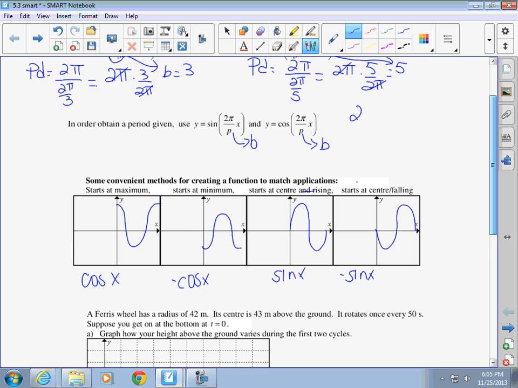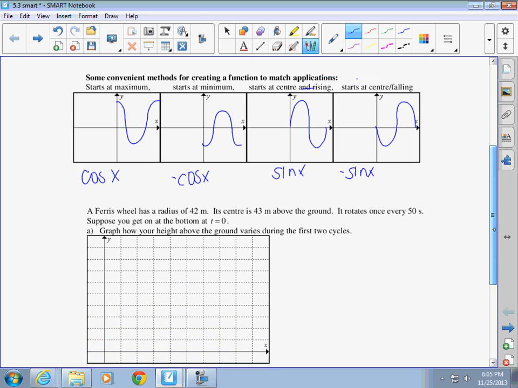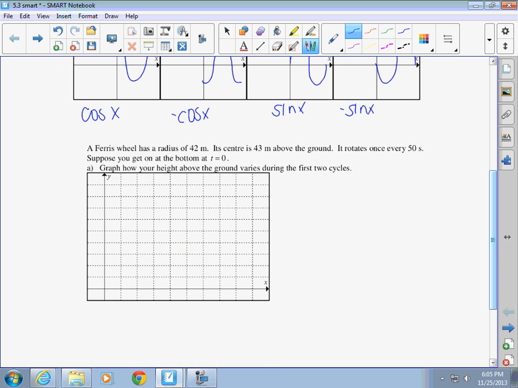So let's apply this. It says a Ferris wheel has a radius of 42 meters. Its center is 43 meters above the ground. It rotates once every 50 seconds. Suppose you get on at the bottom and your time is equal to 0. So it says graph how your height above the ground varies during the first 2 cycles.